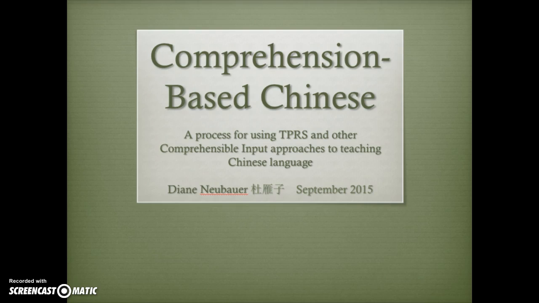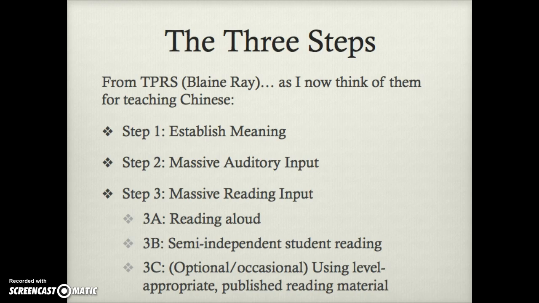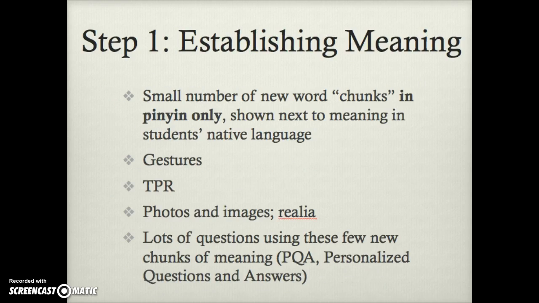So how I begin is based off of the 3 steps of TPRS, and first establishing meaning, then providing massive auditory input and interacting with that input, and then in step 3 moving to massive reading input with some sub-steps that I think are more appropriate for Chinese or other languages that have a script that's not obvious phonetically. So in step 1 we are establishing meaning.